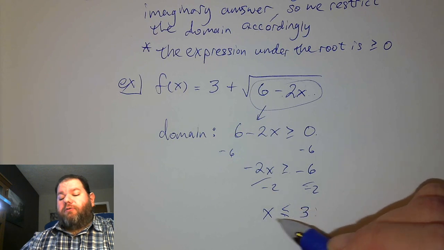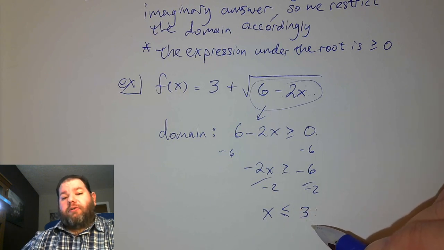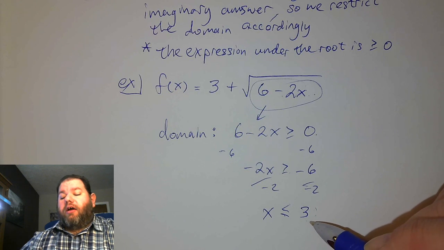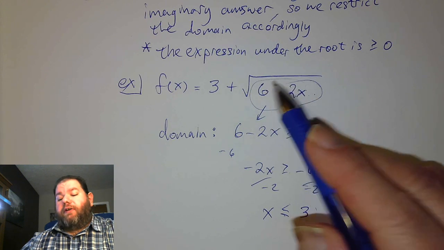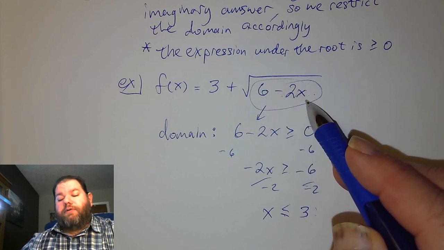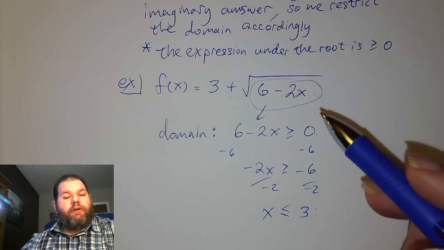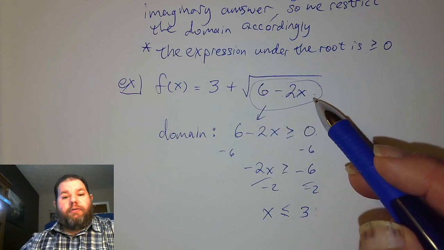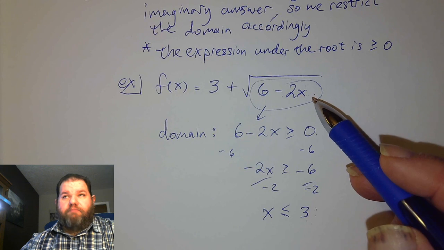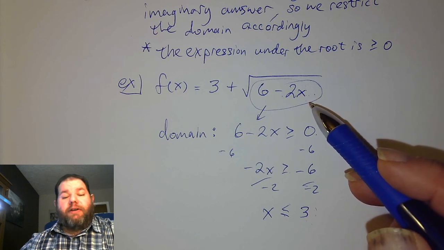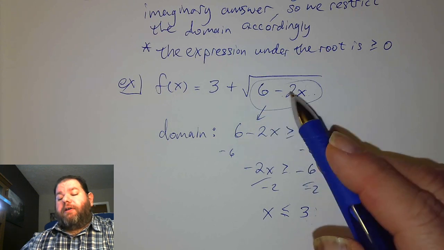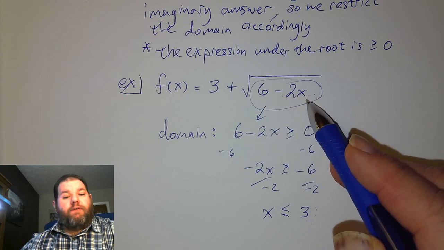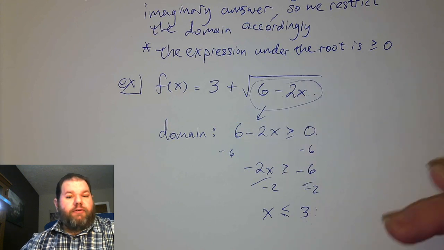And this says we should be able to pick any number less than or equal to 3 and we'll be okay. For instance, if we pick 2, 6 minus 2 times 2, 6 minus 4 is 2, the square root of 2 is a real number. It's irrational, but it's a real number. If we plug in 1, we get 6 minus 2 times 1. 6 minus 2 is 4, and the square root of 4 is just 2.